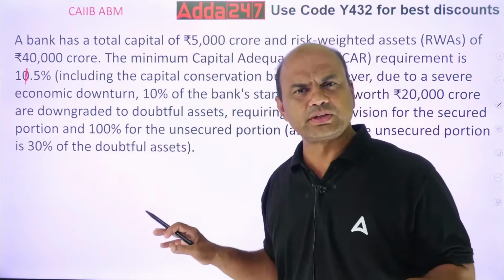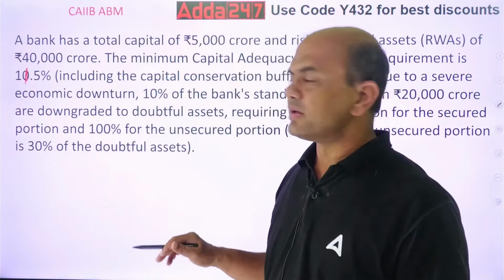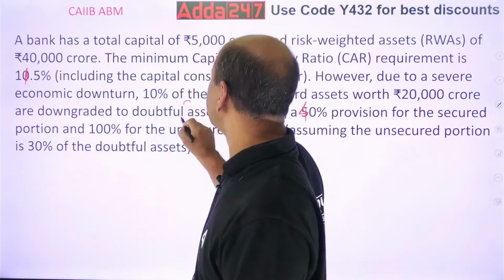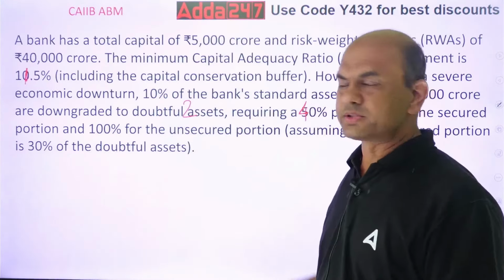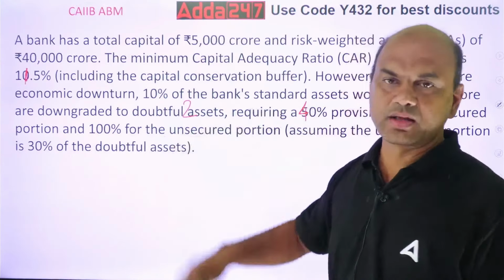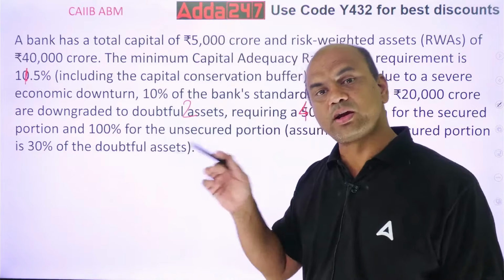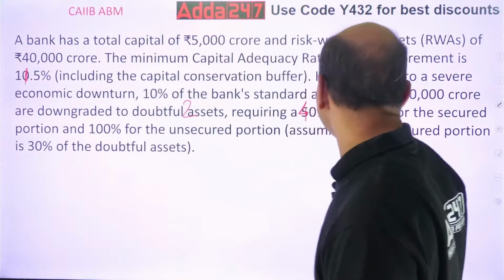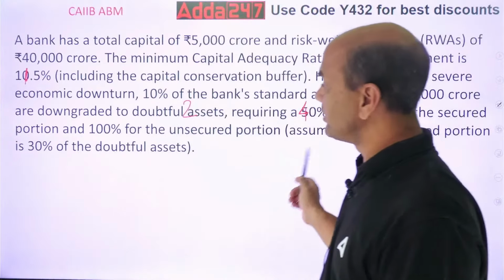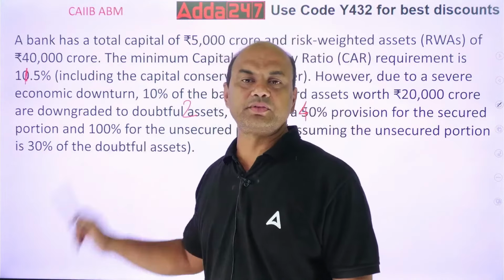Very confusing numerical. This is in D2, doubtful 2 assets, because D2 has this provision of 40 and 100. D1 has the provision of 25. So now, remember the unsecured portion is 30% of the doubtful assets.